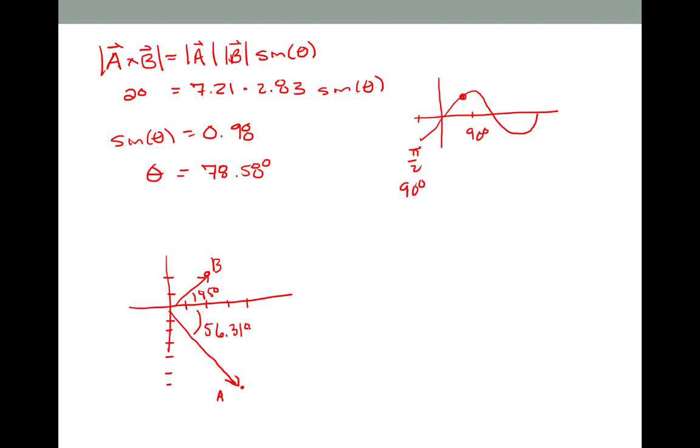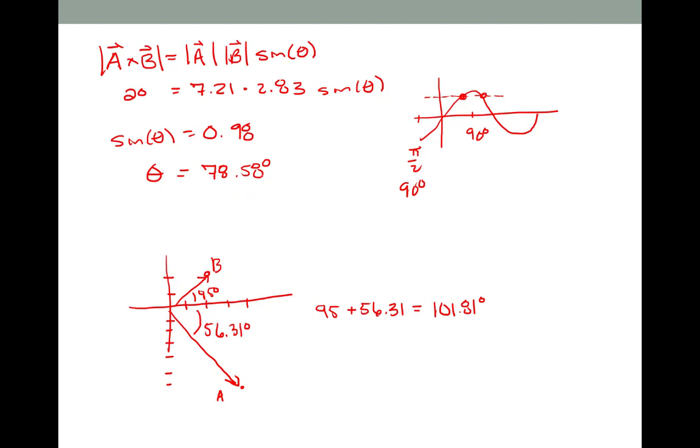And if I take 45 plus 56.31, that gives me an angle of 101.81 degrees, which is right here. Right? Equal value of the sine function, but just symmetric about 90 degrees. So the correct angle is not 78.58, it is 101.81.